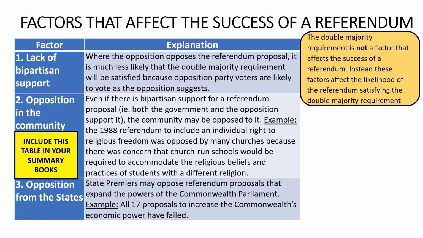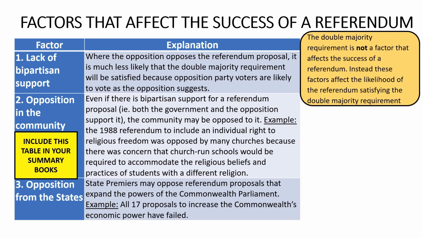The first and probably most important factor is bipartisan support. Bipartisan support exists where both the government and the opposition support the referendum proposal. If there's not bipartisan support, that is, if the opposition opposes the referendum proposal, then it is much less likely that the double majority requirement will be satisfied, because opposition party voters are likely to vote as the opposition suggests, which is against the referendum proposal. The second factor that can affect the success of a referendum is community opposition.